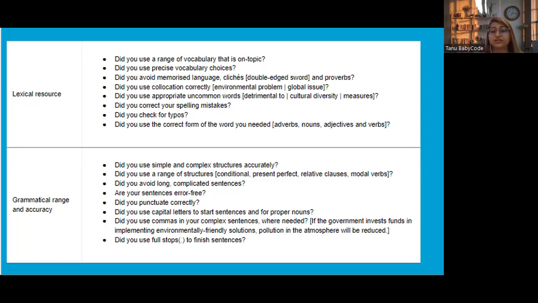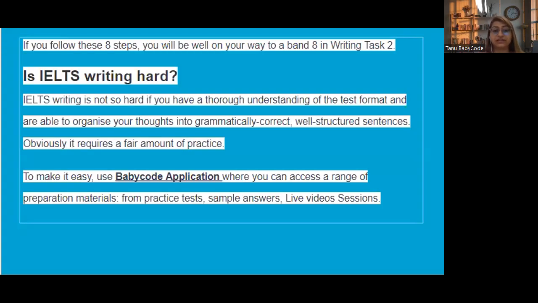So please check all those 8 steps if you really want to achieve band 8 in your IELTS task, right? And if you follow these 8 steps, you will be well on your way to band 8, right? IELTS writing is not so hard if you understand the format and you are able to organize your thoughts, with correct grammar and structure, but it can be done once you have a fair amount of practice.